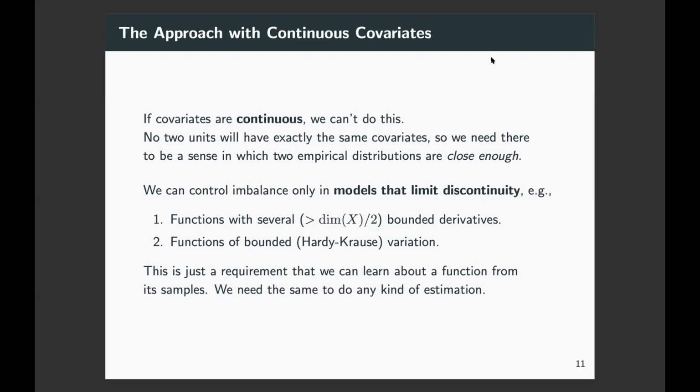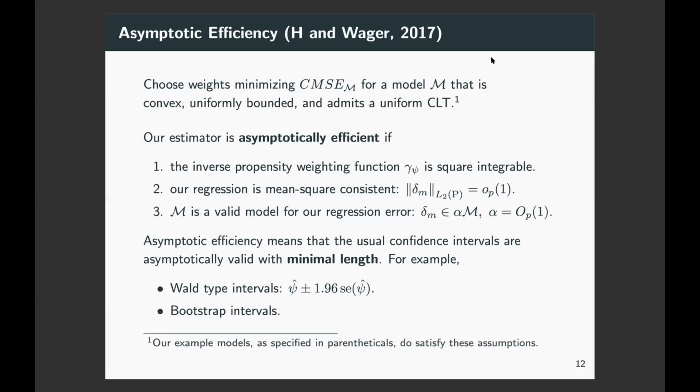And this isn't a weird requirement specific to balancing estimators or anything. It's really just a requirement that we can learn about a function from its samples. We need the same to do any kind of estimation. So if we have enough continuity, then we can prove some pretty strong optimality properties for estimators like this. In particular, we can prove asymptotic efficiency.